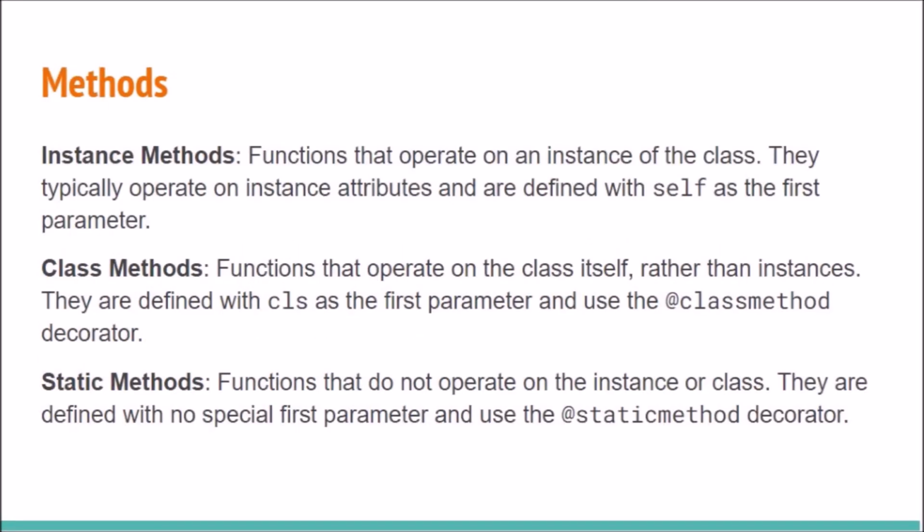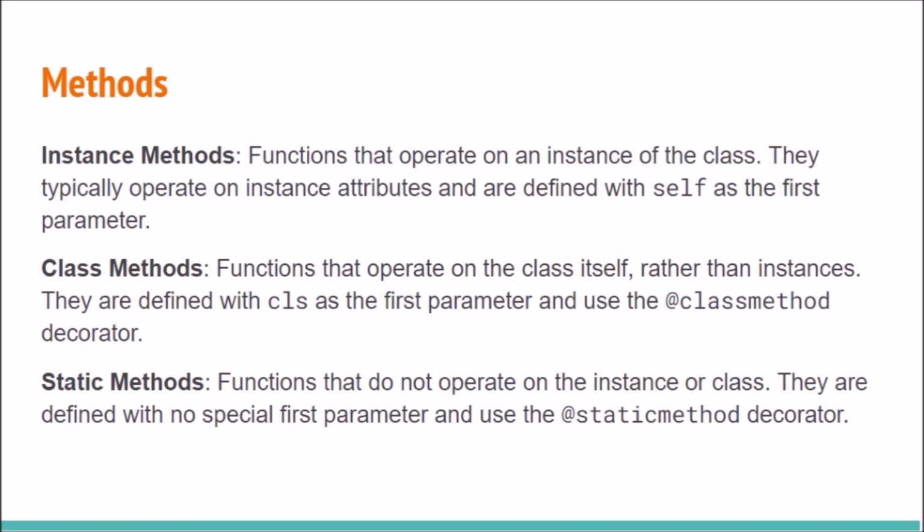Methods. Instance methods are functions that operate on an instance of the class. They typically operate on instance attributes and are defined with self as the first parameter. Class methods are functions that operate on the class itself rather than instances. They are defined with cls as the first parameter and use the @classmethod decorator.